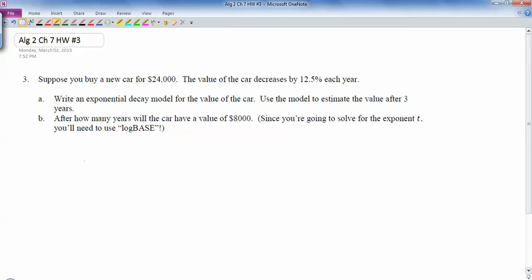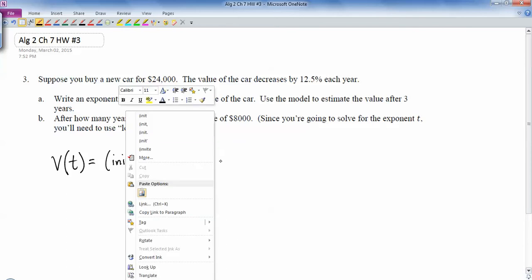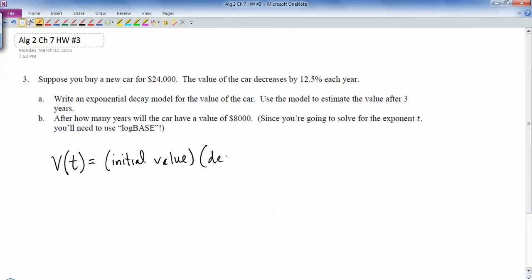All right, well, this is kind of like those population growth or the tuition growth problem that we had in the chapter 7 notes. And so in this one, the idea is, let's use V for value of the car, and it's going to be based on time. And the pattern that we've had is we've put an initial value, and then we multiplied that by either a growth factor or a decay factor. And in this case, it's decreasing, so it's going to be a decay factor here to the t. Those are the patterns that we've had so far in our problems about growth or decay.